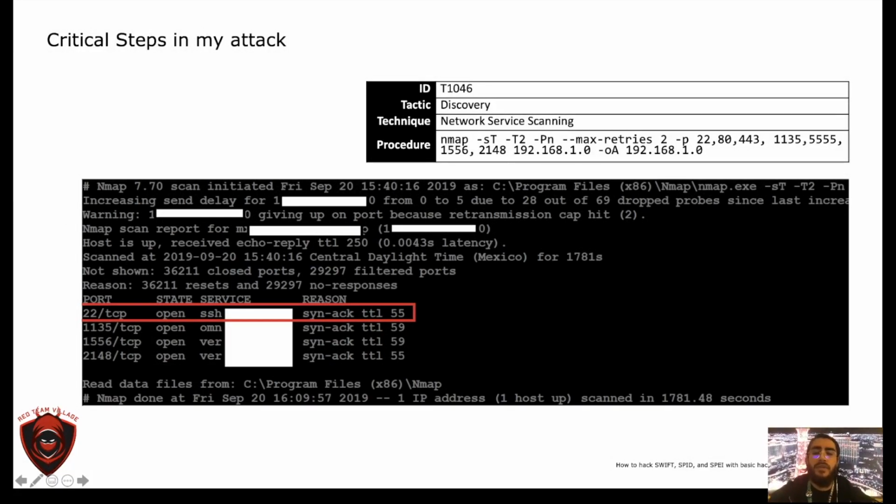Now, let me show you the steps that I followed to compromise Swift, SPID, and SPEI. Using valid access through the network previously provided by the client, commonly called white card, I start port scanning to identify some common services stealthily. And techniques like no ping scan, specifying ports, and using a complete connection are very effective to perform those scans.